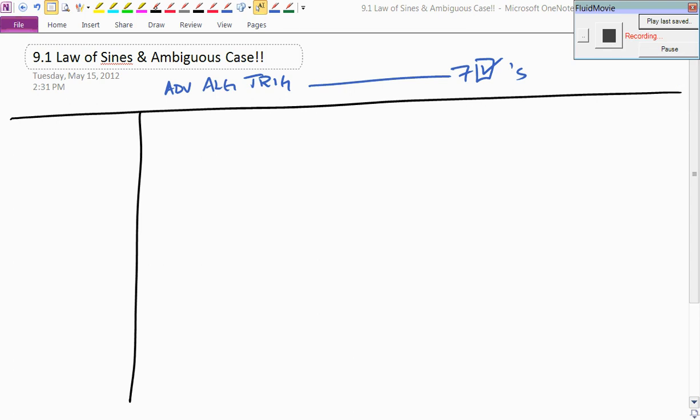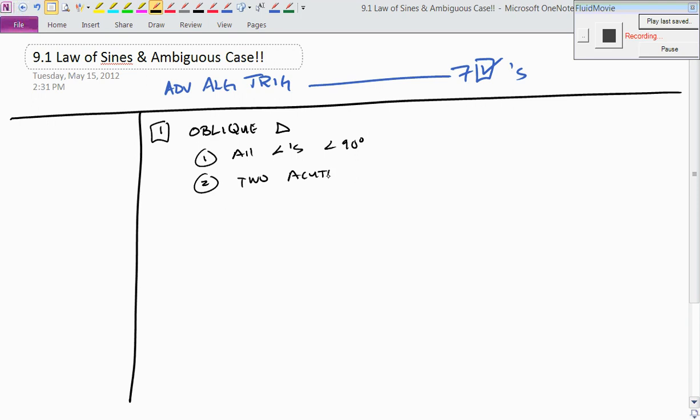Okay, first idea. We're going to talk about an oblique triangle. What does oblique triangle mean? Oblique triangles. Yes, you can either have all angles less than 90 degrees, or you could have two acute angles and one obtuse angle, and so it would look something like that. Or you could have this one, which is all 60, 60, 60, so an equilateral triangle. Or you could have all less than 90.